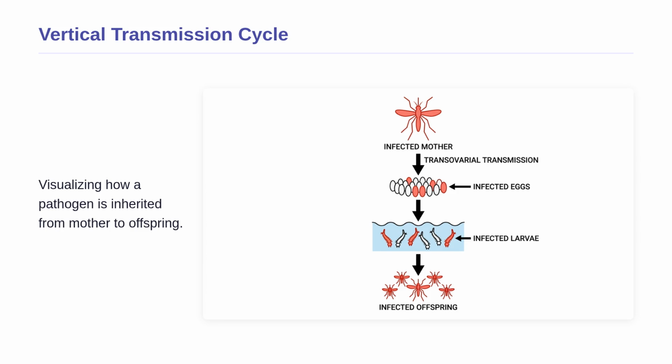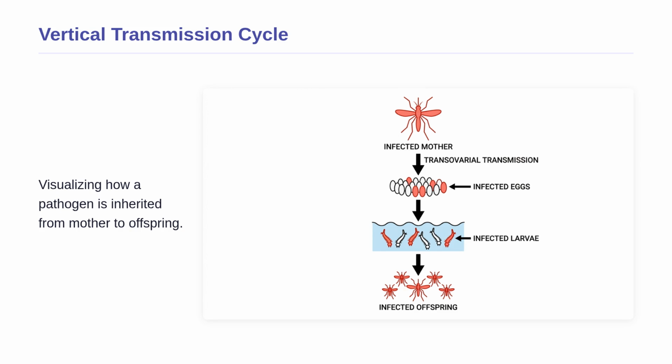To truly grasp this hidden threat, let us walk through the vertical transmission cycle shown in this diagram. At the top, we start with an infected mother mosquito, highlighted in red. Following the first arrow down, we see transovarial transmission occurring, resulting in a clutch of eggs where several are already infected, again shown in red.